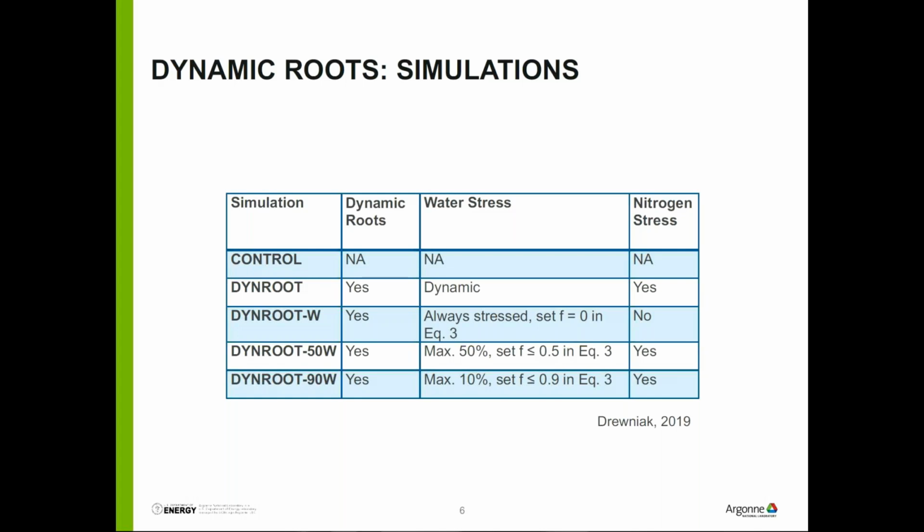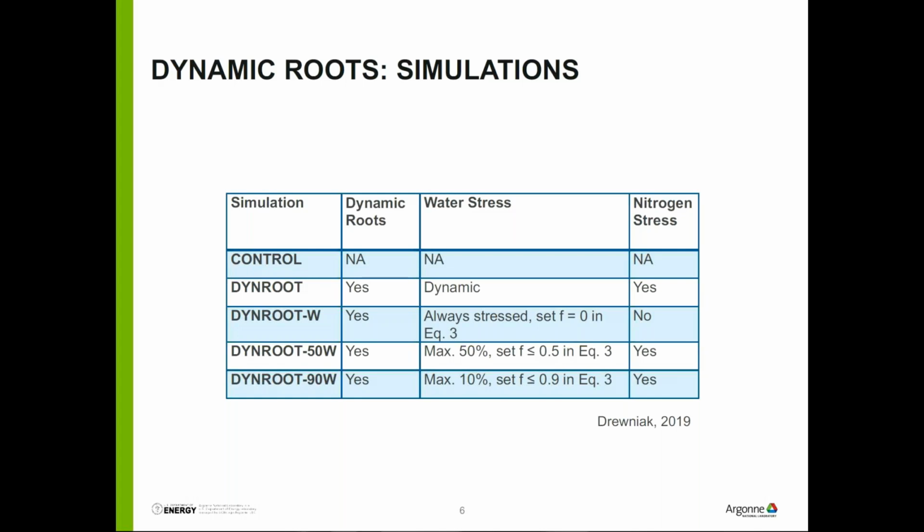So the control simulation at the very top, we don't have dynamic roots, so this is just the default version of ELM. Of course there's water stress and nitrogen stress, but they don't play a role in the distribution of roots. Whereas the dynamic root simulation does have the dynamic roots turned on, and so now how the water stress and the nitrogen stress influence the root distribution are turned on. Then I did 3 sensitivity studies looking at what happens when we vary the plant perceived water stress.